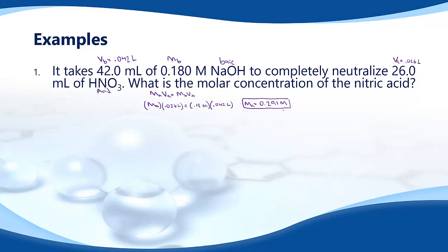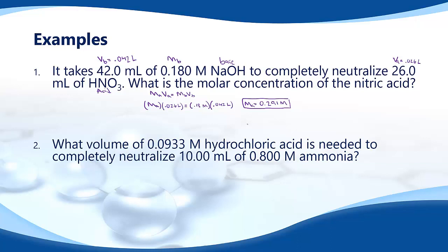And again, this number should kind of make sense. It takes less acid to react than we had base. That means that if it takes less acid, the acid has to be more concentrated. Right, so we should get a higher concentration than we had for the base. So that's our first one. Our second one's going to work very similar. What I want you guys to do is pause the video and try to get me an answer to this. And once you have your solution, pick the video back up and I will go over it.